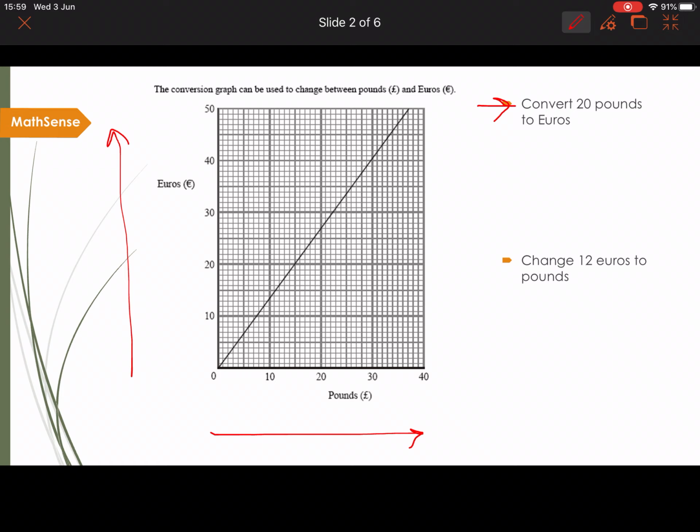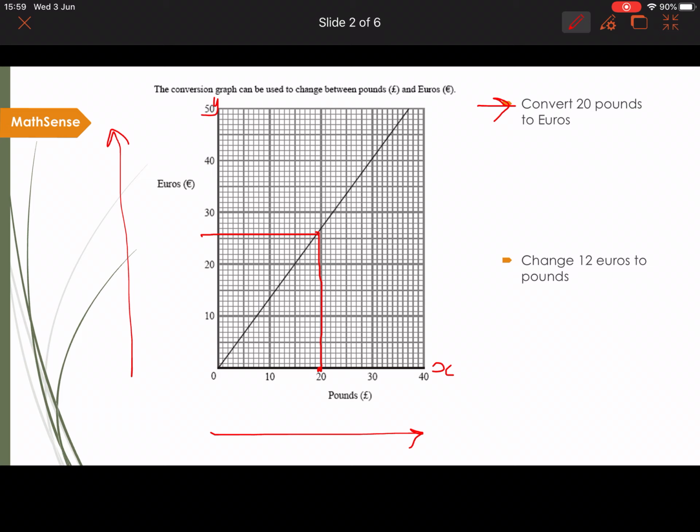So first I need to find where the £20 is on my x-axis. Remember, that's the horizontal one here and the vertical is y. So I can see that my £20 is here. Now to convert it to euros, I need to go up to where I hit the line and then go across. And then I'm going to use my graph to estimate the conversion.